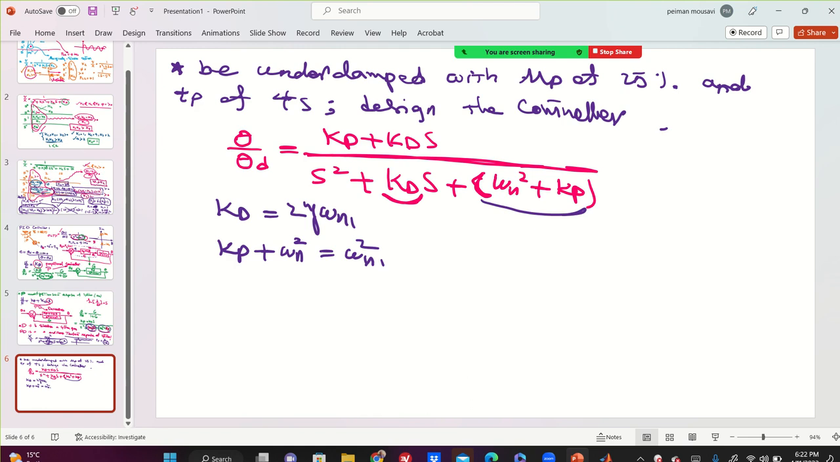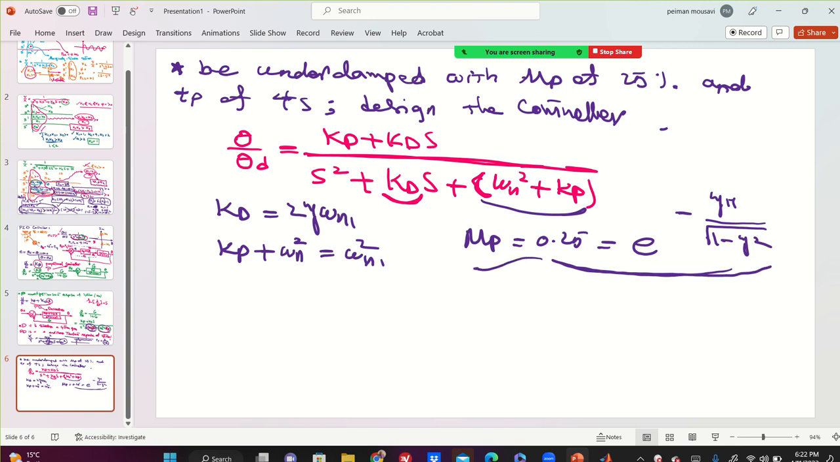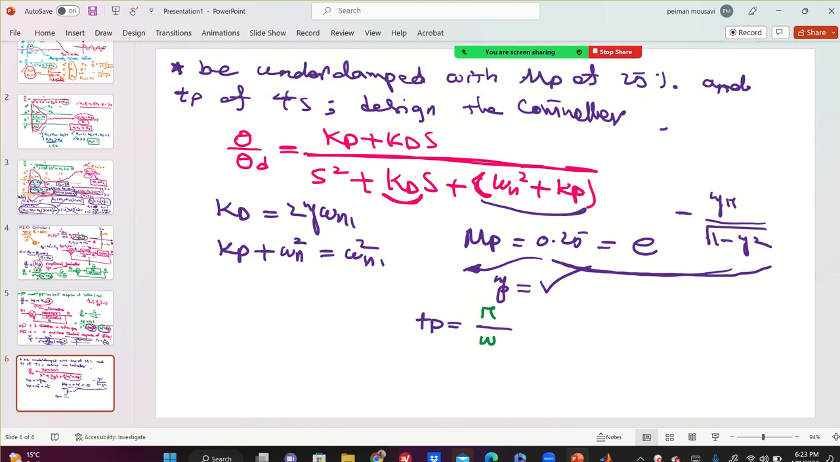So your boss says, I want a maximum overshoot of 25%. So overshoot 25% means 0.25. Based on what I taught you, it is e to the minus zeta pi over square root of 1 minus zeta square. From here you can easily use MATLAB or your high school mathematics and calculate zeta. The peak time is 4 seconds, the boss says. Peak time is pi over omega d, which is pi over omega n1 times square root of 1 minus zeta square, equal to 4 seconds. When you get omega from here, you can calculate omega n from here.